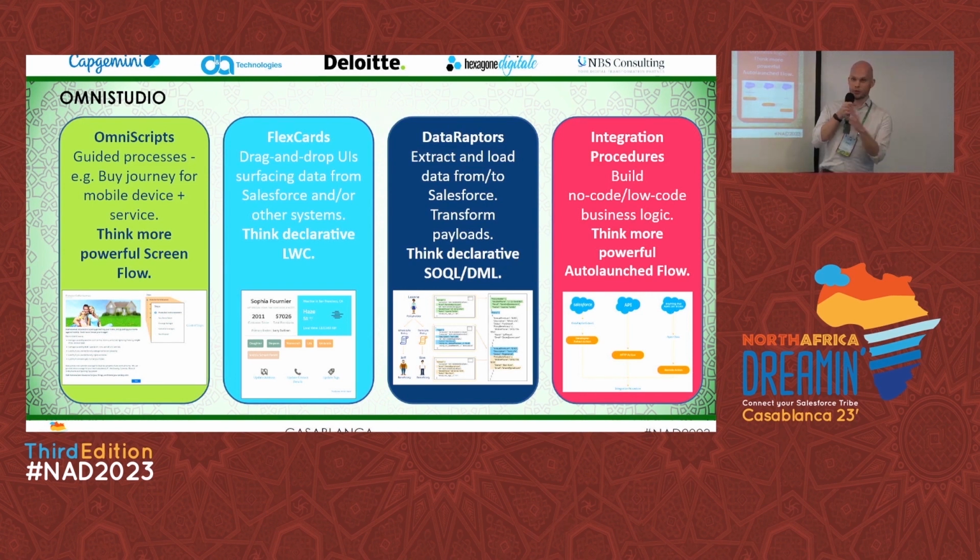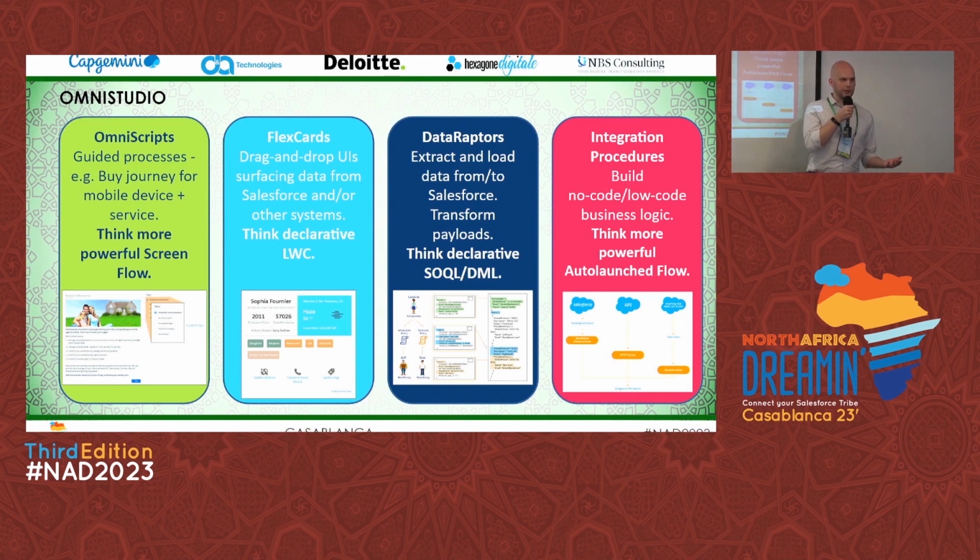So there is Omni Scripts. This is for building guided processes. The closest equivalent for Flow is a screen flow. So you can think of, if you're a telco customer, you would want to select what is the mobile device you want, what kind of service do you want? Do you want to buy any add-ons like Netflix, whatever? Where do you want it delivered? How will you pay for it? You can do that whole process in an Omni script.